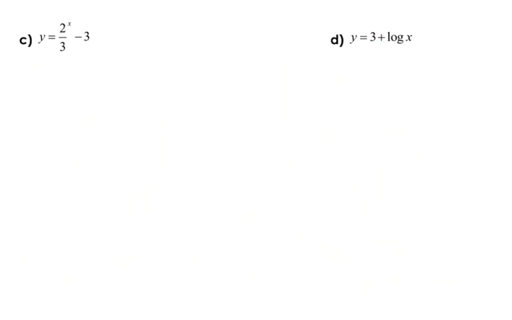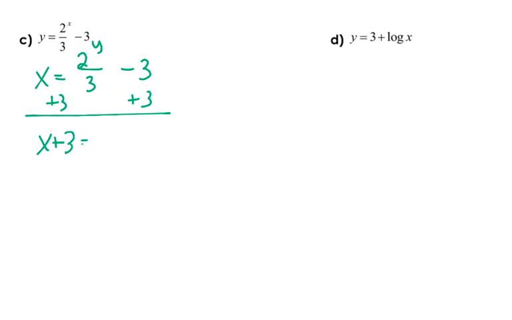A couple more, then we're done. Switch x and y. So I'm going to change the y to an x equals 2 to the y power over 3 and then minus 3. I'm going to go ahead and add 3 to both sides. So I've got x plus 3 is equal to this ugly fraction 2 to the y power over 3. Just doing some algebra here. I'm going to go ahead and multiply both sides by 3. I'm going to have to put parentheses over on the left. I can go ahead and distribute here. So I have 3x.